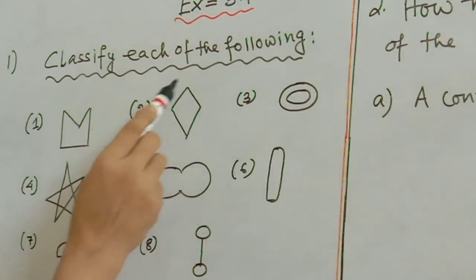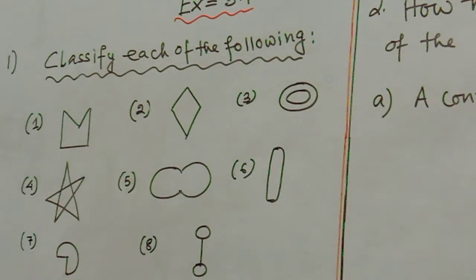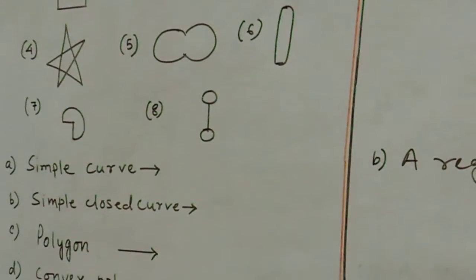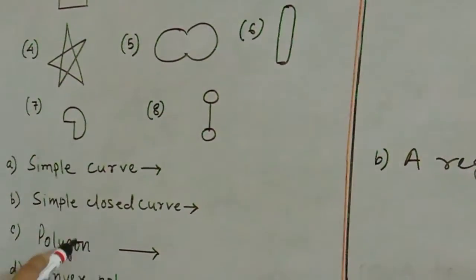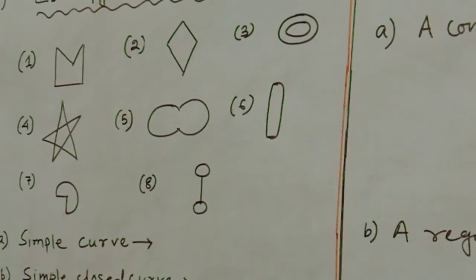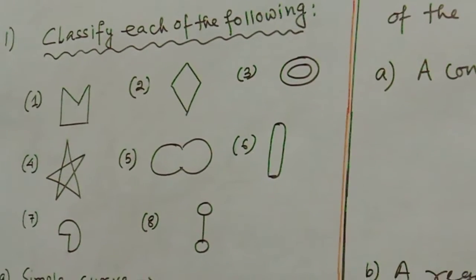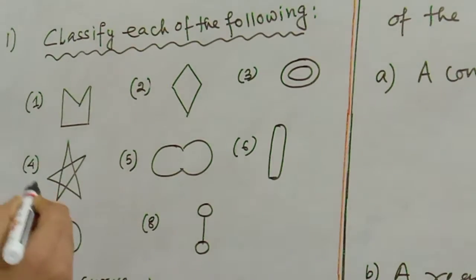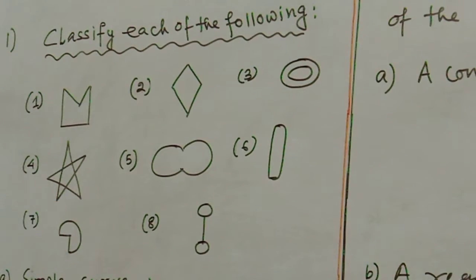You have to classify each of the following. The questions and topics are the types of polygons given here: which one is a simple curve, which one is a closed curve, which one is a polygon, which one is a convex polygon, and which one is a concave polygon. So first, you remember yesterday's introductory part.